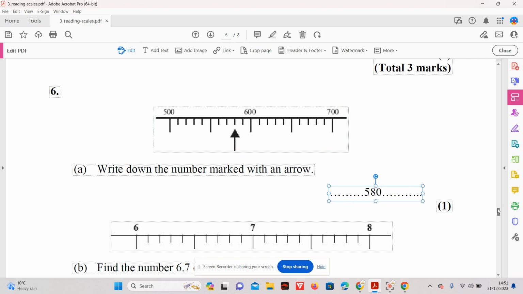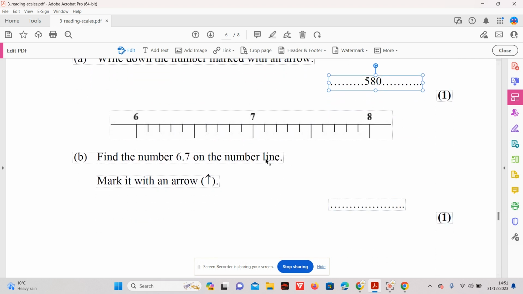And you probably noticed these questions are very repetitive. Yep, we've got gaps of 10. Find the number 6.7 on the number line. So we've got 6, 6.1, 6.2, 6.3, 6.4, 6.5, 6.6, 6.7. 6.7 would go right there. I think that's it for that question.